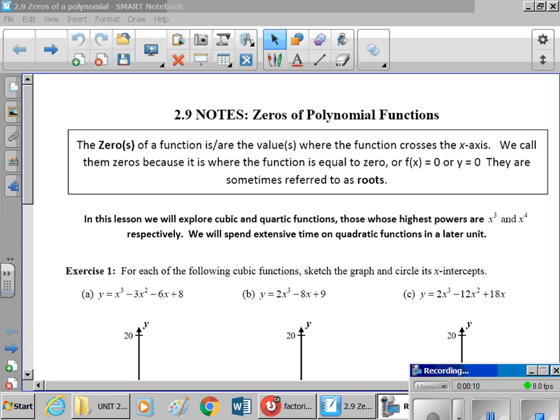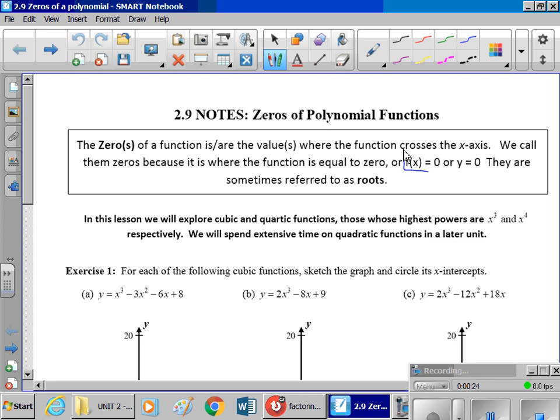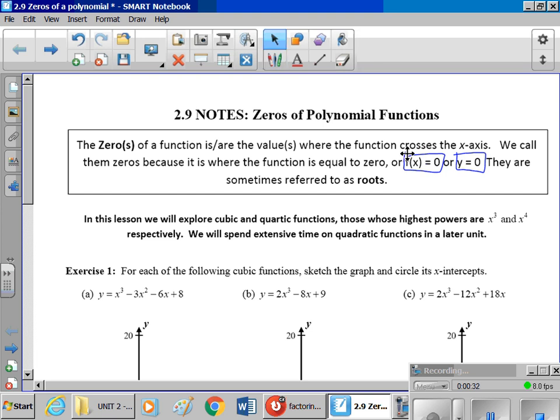The zeros of a function are the values where the function crosses the x-axis. We call them zeros because it's where the function is equal to 0, or where f of x is equal to 0, or where y is equal to 0. So keep that in mind, y is equal to 0. They are sometimes referred to as roots as well. When we came into Common Core, for some reason, they decided to start calling them zeros. All right, but you will hear them referred to as roots once in a while.